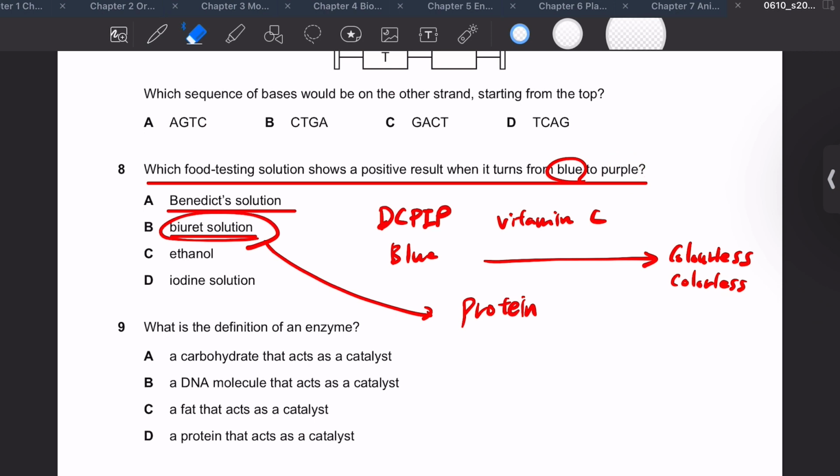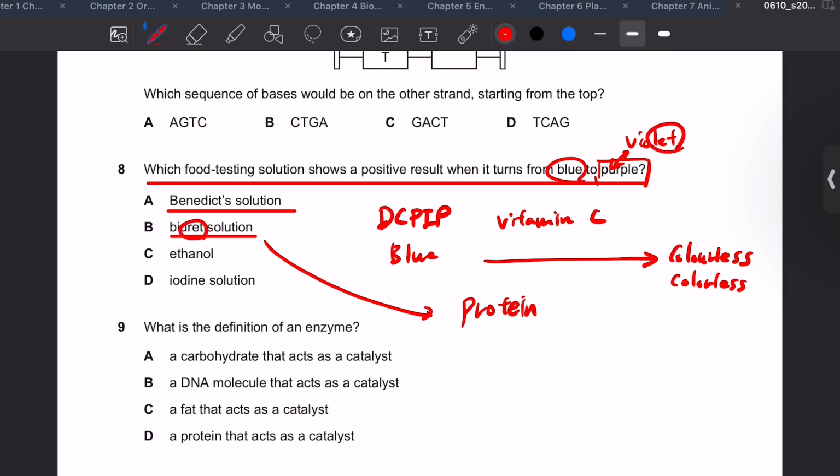I'm not a big fan of the term purple. I'd rather use the term violet, which is slightly different actually, but yeah. So the way that I memorize this is that it's got similar pronunciation. Biuret, violet. Biuret starts with B, so it's blue color, and then it changes into violet, which is similar to purple. So, blue, violet.